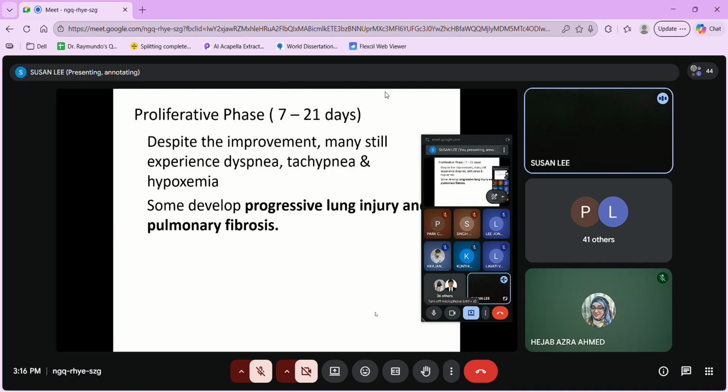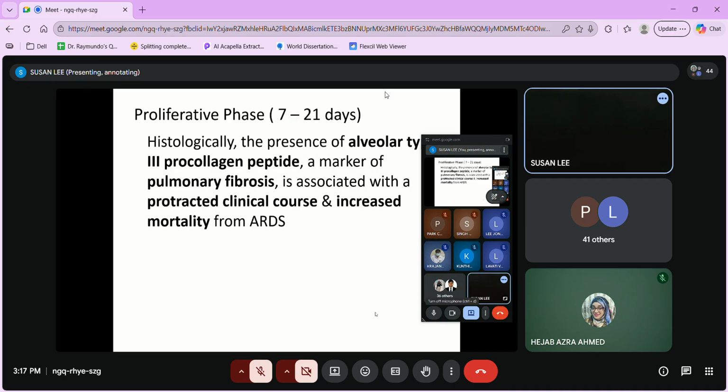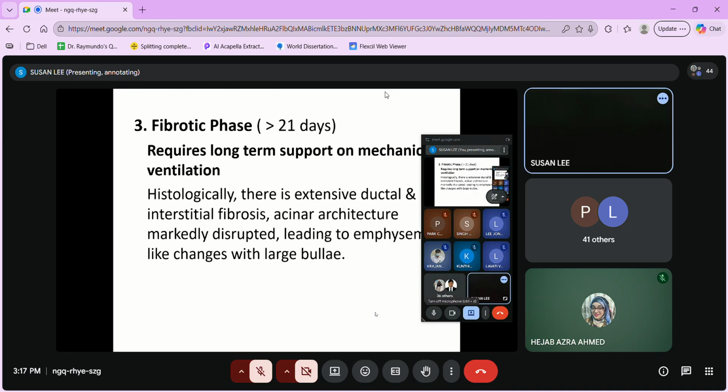So if your patient does not improve, then the patient will deteriorate and progress to the fibrotic phase of ARDS. Okay. Histologically, the presence of alveolar type 3 procollagen peptide is a marker of your pulmonary fibrosis. And this is associated with a protracted clinical course and poorer prognosis for patients with ARDS. Okay. So if your patients go into the fibrotic phase, the patients would usually require long-term ventilation support.